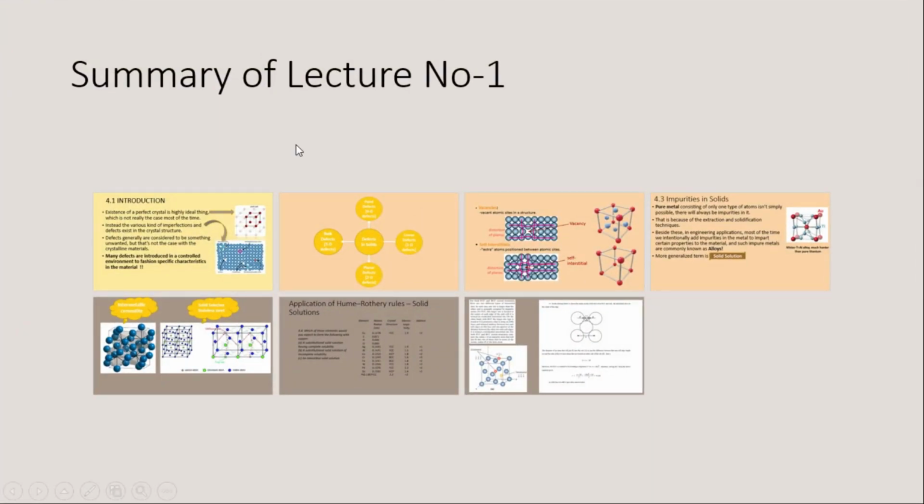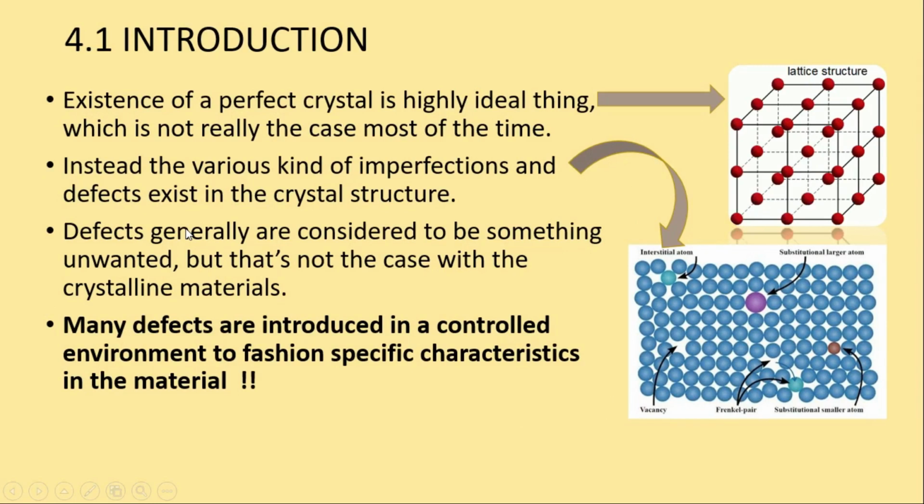So in the last lecture we discussed the basic introduction, what the imperfections are, and we discussed that the existence of a perfect crystal is a highly ideal thing, and you won't find any crystalline solid without a defect in its crystal structure. That is why it is really important to study imperfection in solids, and various kinds of imperfections exist in crystalline material. Defects are generally considered to be something unwanted, but that's not the case with crystalline material. Instead, we intentionally produce defects in our crystalline materials to fashion specific characteristics as per our requirements.